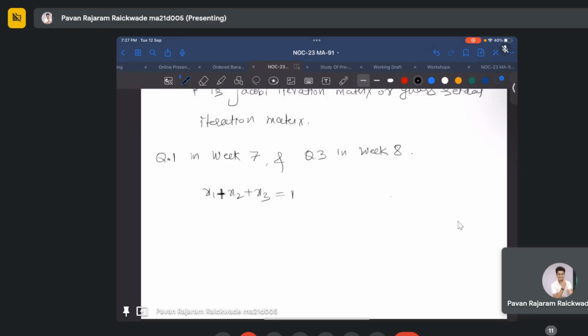Second equation is x1 plus x2 minus 5x3 equals minus 2. Okay, so we need to find the least square solution.